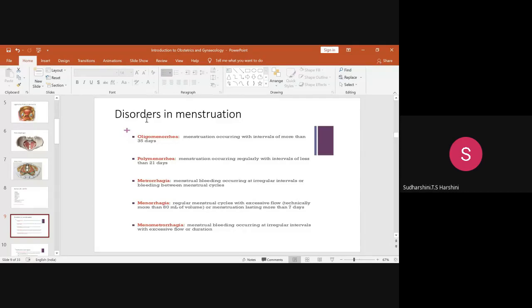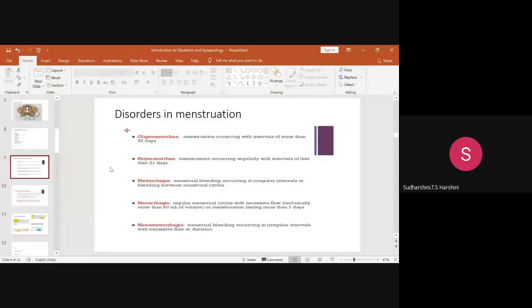So oligomenorrhea, she'll have regular cycles. Polymenorrhea, regular cycles. Menorrhagia, regular cycles. Metrorrhagia means irregular cycles, irregular intervals. Menorrhagia means more flow. So just combine both these things. Menstrual bleeding occurring at irregular intervals with excessive flow or duration is called menometrorrhagia.